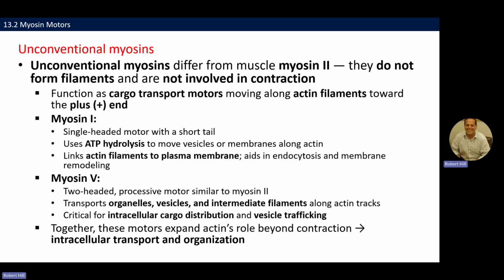Myosin 1 and myosin 5 can function as cargo transport motors that move along actin filaments, and they move towards the plus end. Right? Myosin 1, for example, is single-headed. It has a short tail and can attach to vesicles or membranes. It uses ATP, and it literally moves along actin tracks.